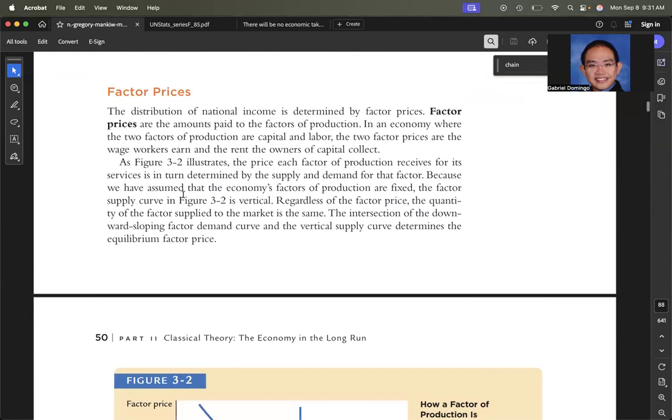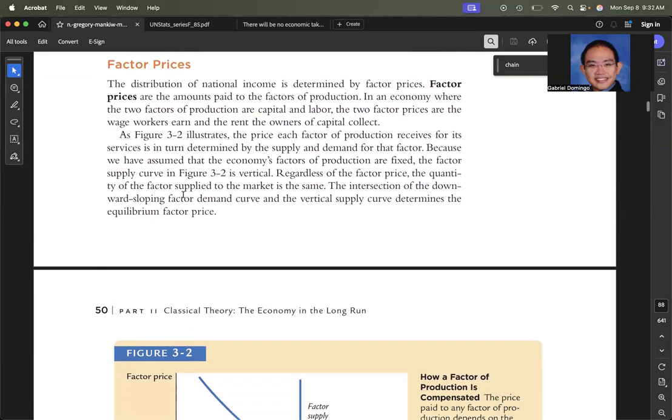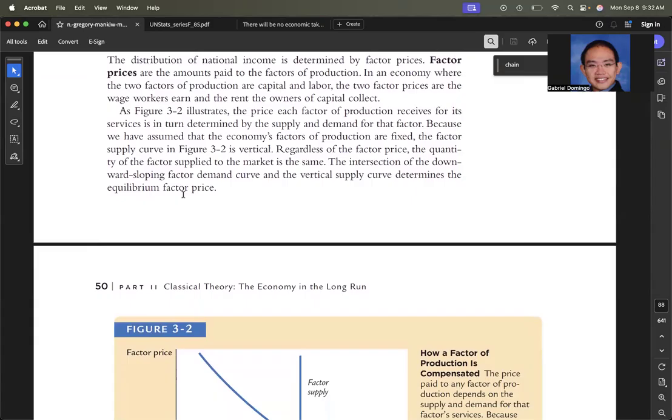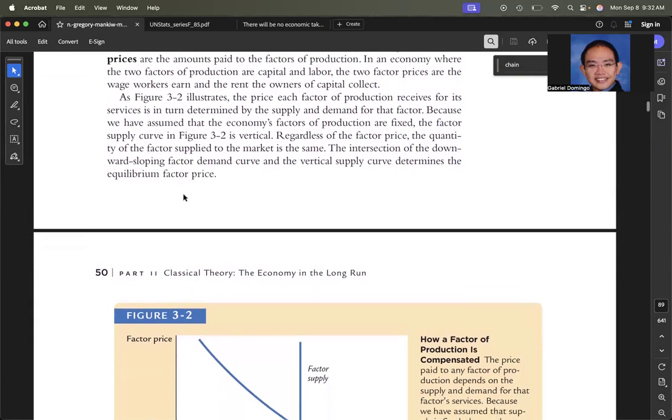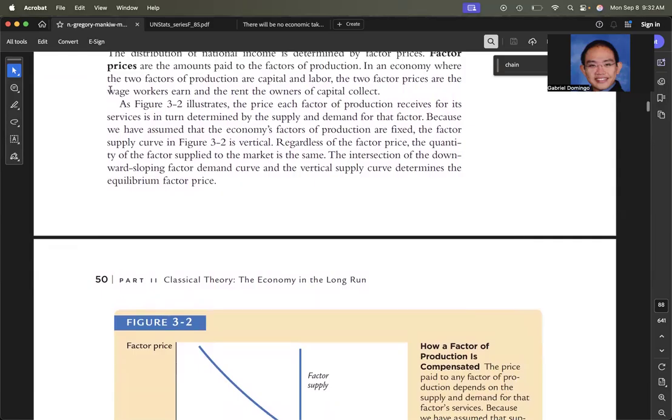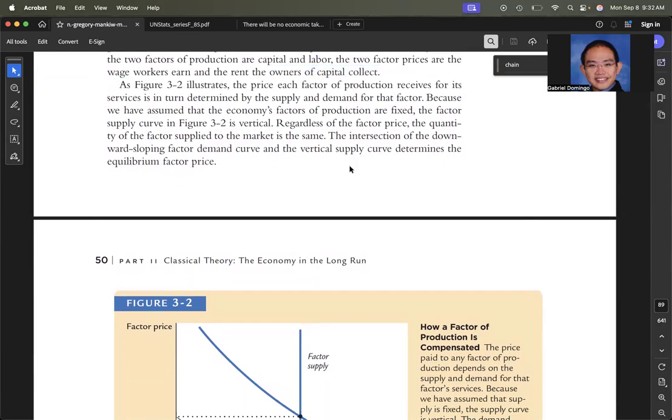So let's do it. So here are your factor prices. The distribution of national income is determined by these factor prices. Factor prices are the amounts paid to the factors of production, and they are essentially what workers earn. We call that wage. Okay, that's the price for workers, wage. And rent will be the counterpart of wage for capital owners. Okay. The price each factor of production receives for its services is in turn determined by the supply and demand for that factor. So, like in the microeconomics you're doing now, we will turn to drawing a supply and demand for our products, right?